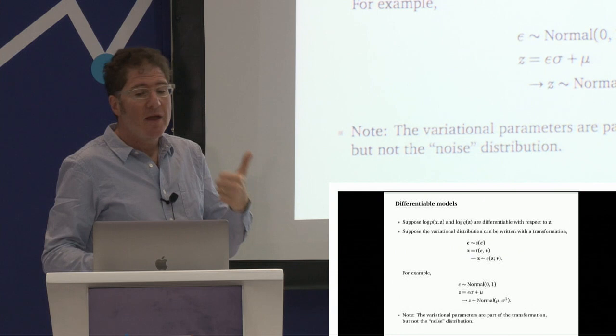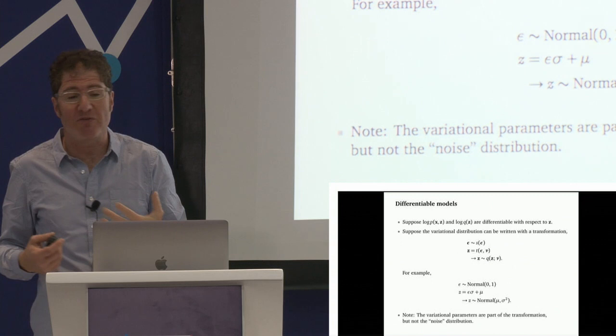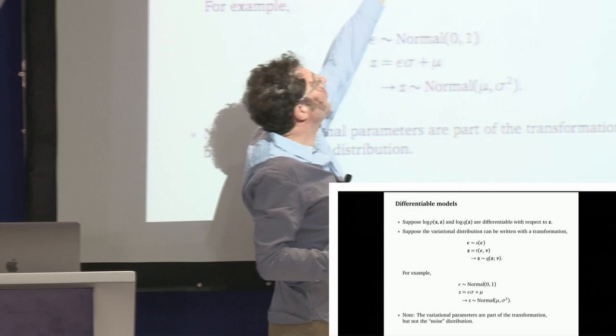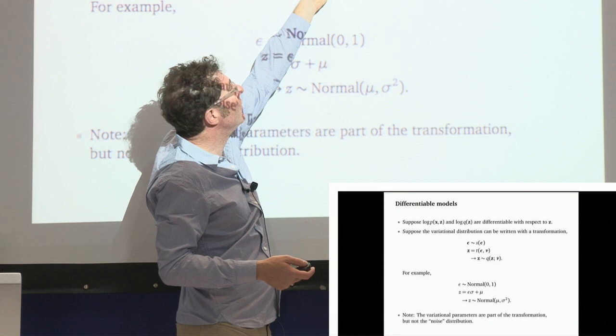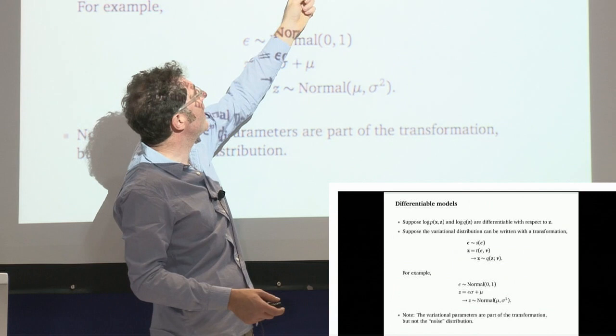Two, we need to be able to write the variational distribution with a transformation. Okay, and so, for example, what that means in notation is that I want to draw some kind of, we call it a noise variable epsilon from some fixed distribution S. Then I want to set z equal to some function of the noise variable and my variational parameters. And when I do that, what that implies is that z comes from q. Okay?